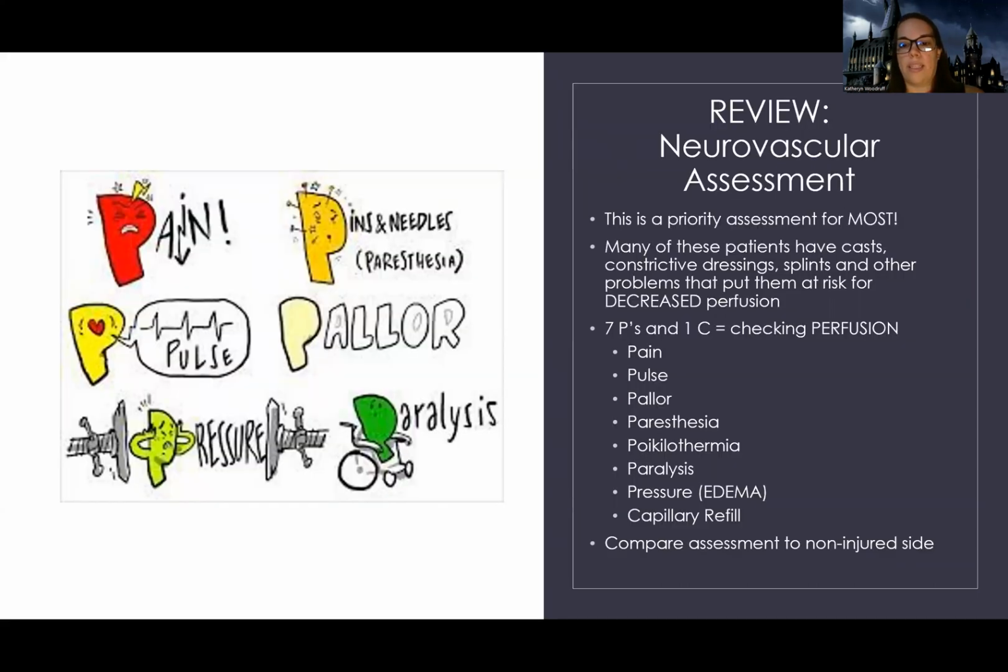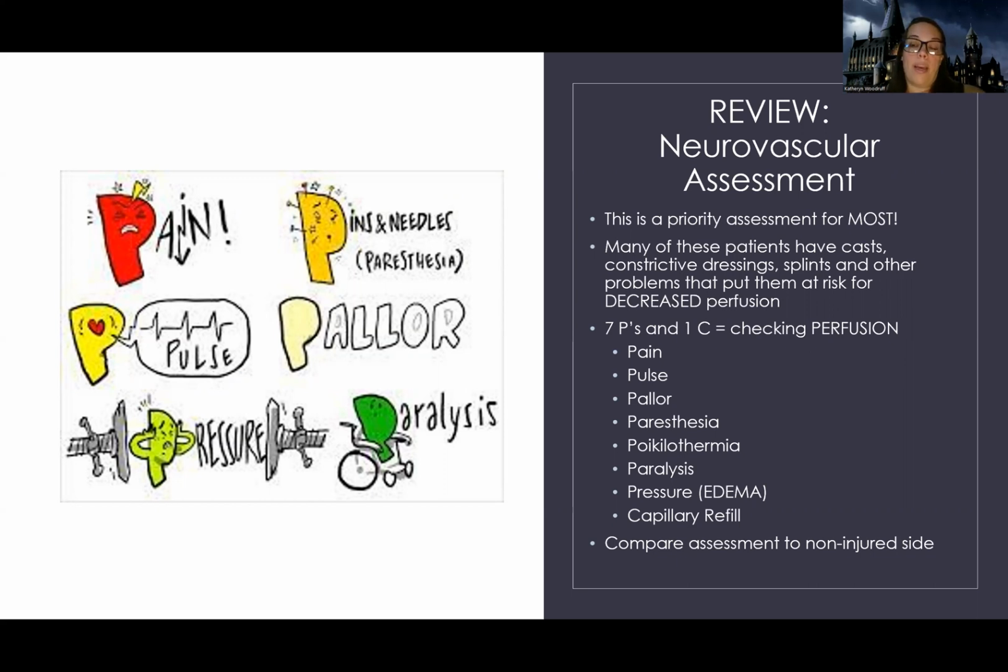So the 7 Ps, we're going to go over them more in depth in the next slide, but there's pain, pulse, pallor, paresthesia, poikilothermia, paralysis, and pressure. That's the one that usually other people don't have. And then capillary refill is the C.